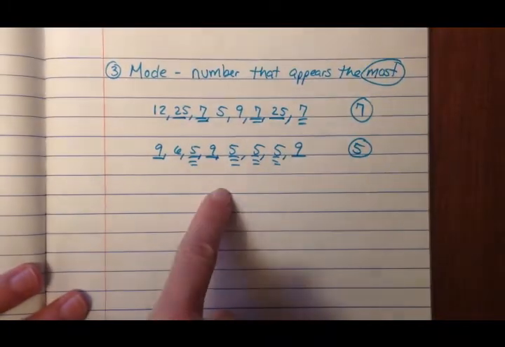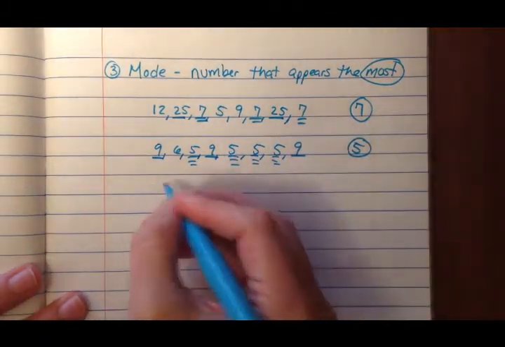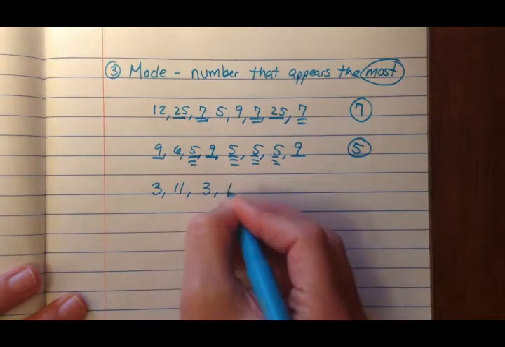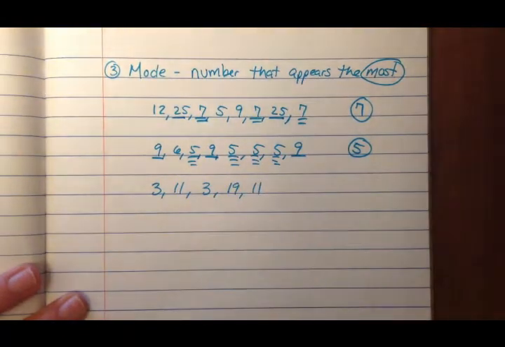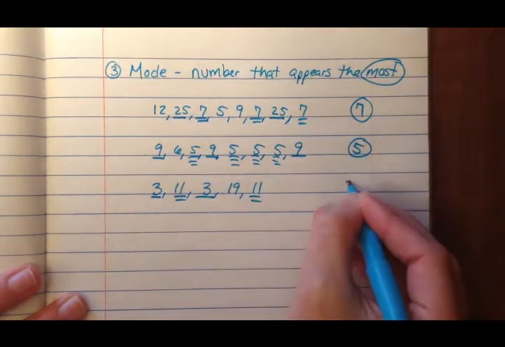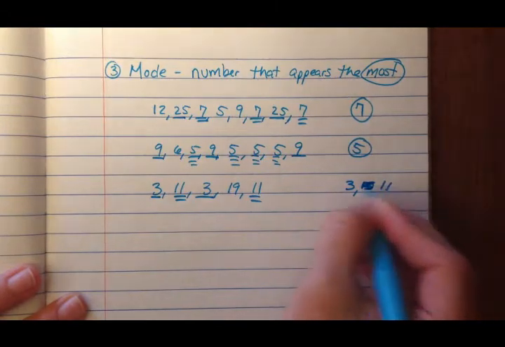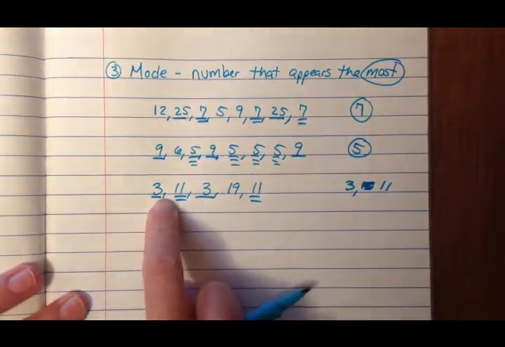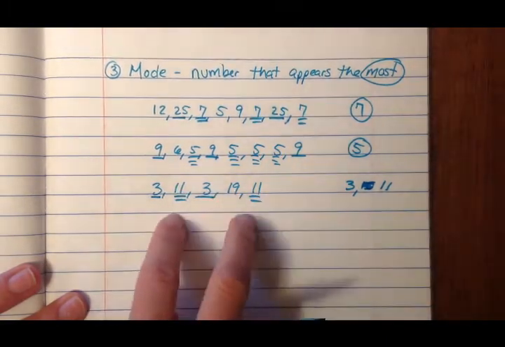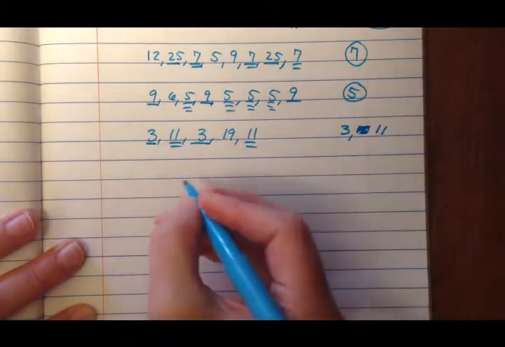Now, it is possible to have 2 modes. So if we had a set of numbers that was like 3, 11, 3, 19, 11. Notice we have 3 twice, and we also have 11 twice. So in this case, we would have 2 modes here. We would have 3 and 11. They both occur the same amount of times, more than once. So it is possible to have 2 modes, or more than 2 for that matter.